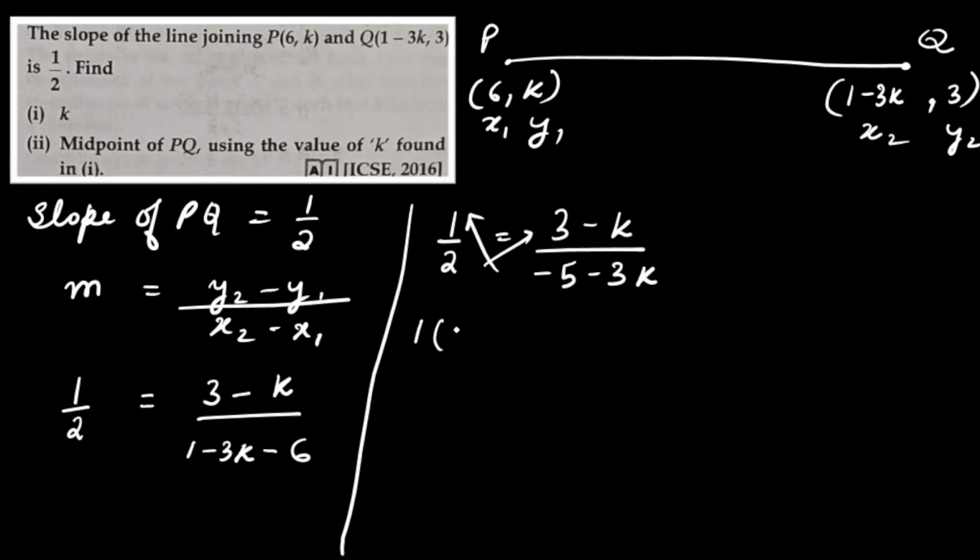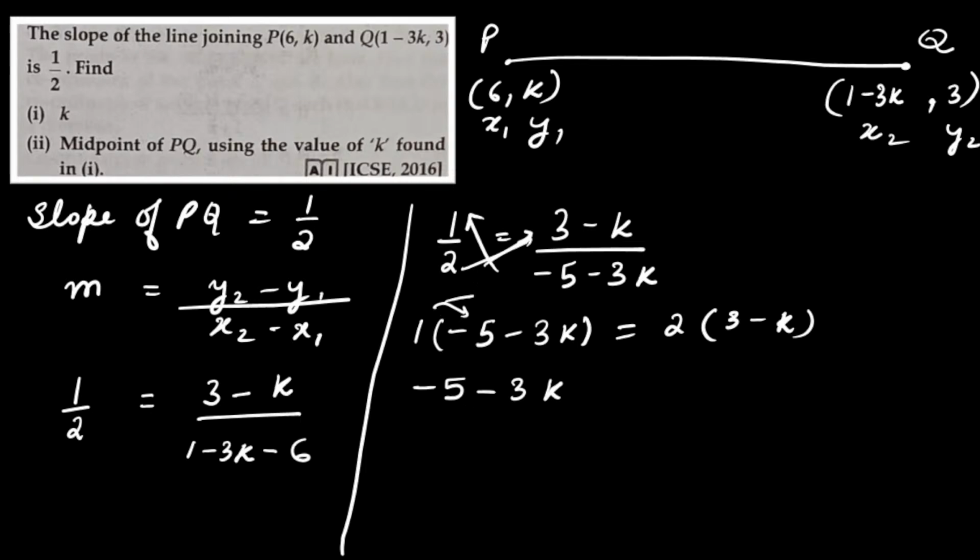So 1 into minus 5 minus 3k, and 2 into 3 minus k. This 2 I shifted to the other side and it will get multiplied by 3 minus k, and minus 5 minus 3k I am shifting to the left side and it will get multiplied with 1. If I multiply with 1, everything will be the same. So minus 1 minus 3k, with both you have to multiply it. Might be some other number also, so that's why I am just writing.